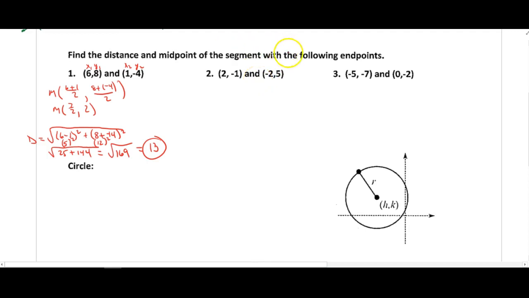Now, the next one, when I go to find the midpoint here, right, if I add the x's, 2 plus negative 2, and then I divide by 2, 2 plus negative 2 is 0. So the midpoint is going to be at 0. Then (negative 1 plus 5) divided by 2, right, is going to give me 4/2, which is 2. Remember, add the x's, divide by 2, add the y's, divide by 2.